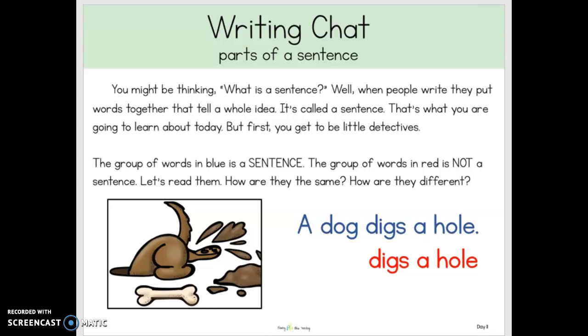The first sentence tells me the whole idea. I see a dog and digs a hole. That tells me the whole idea. But the other one just says digs a hole. Well, I don't really know who's digging a hole or what's even digging a hole. So that is not a complete sentence. It has to give us the whole idea.